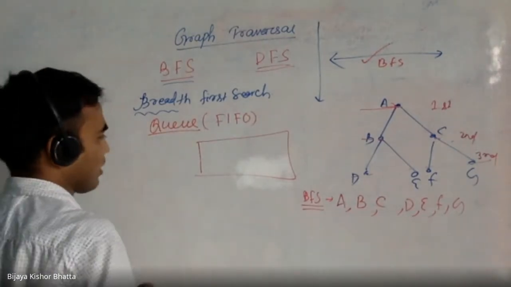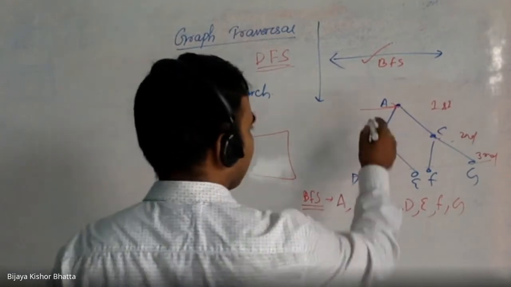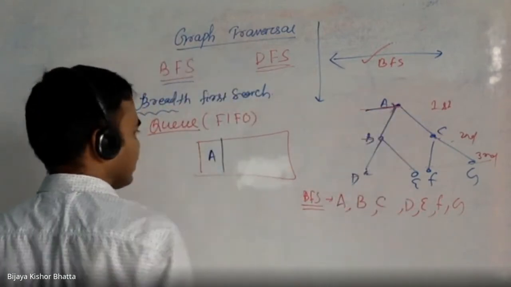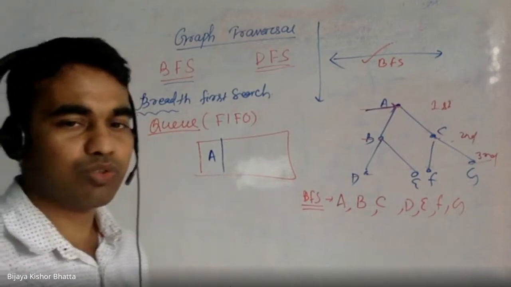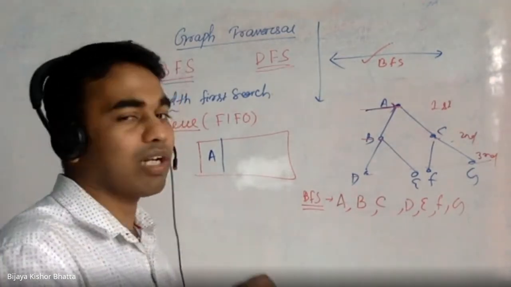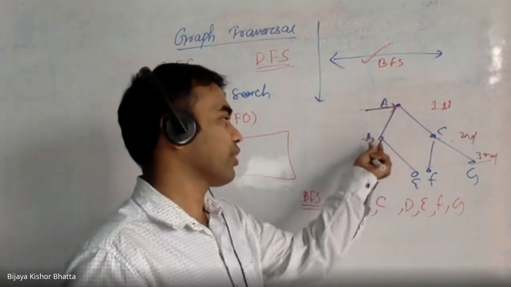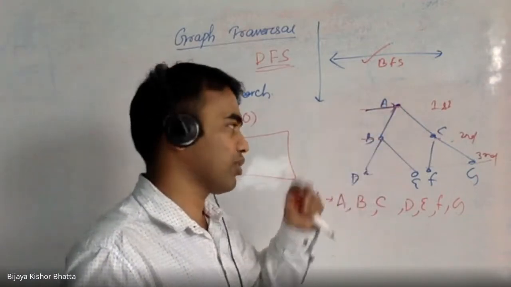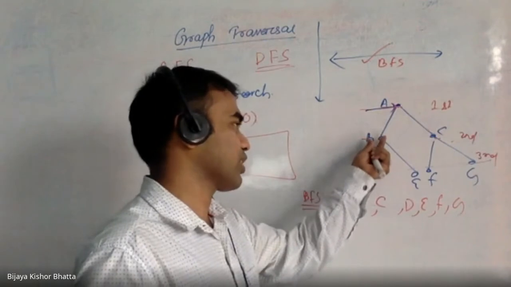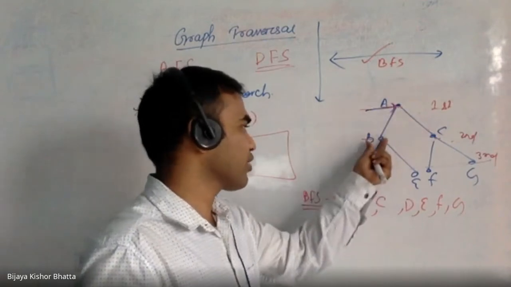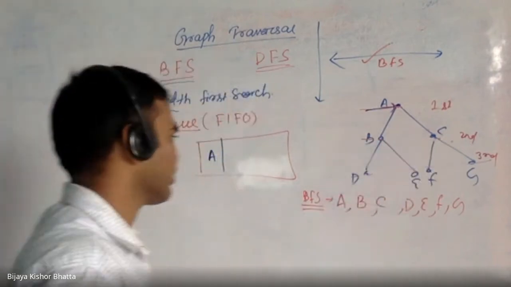So in this example, what will happen? When A is coming, A will be added to this queue. And then we'll see what all the adjacencies of A are. We have already discussed this in the graph basics, so if you don't know, just check out the previous lecture. So what are the adjacencies of A? B and C are the adjacencies of A.